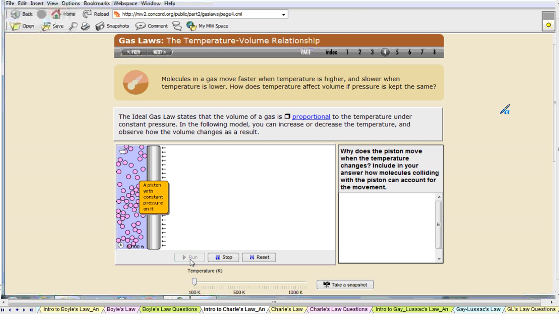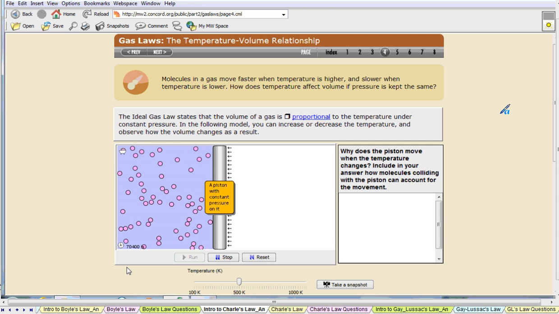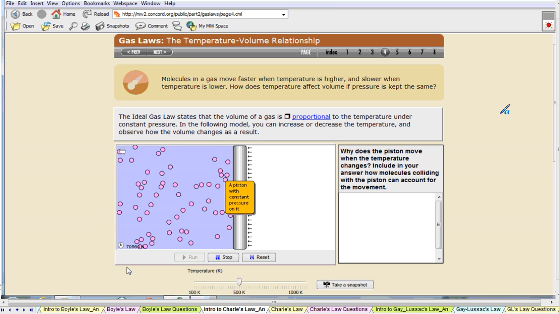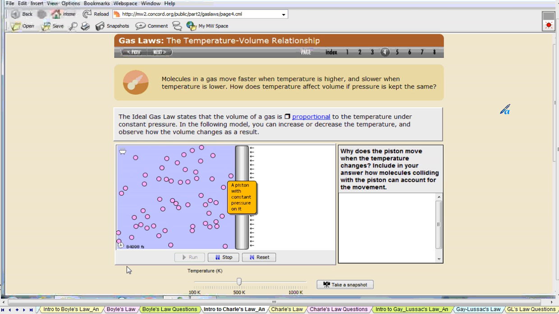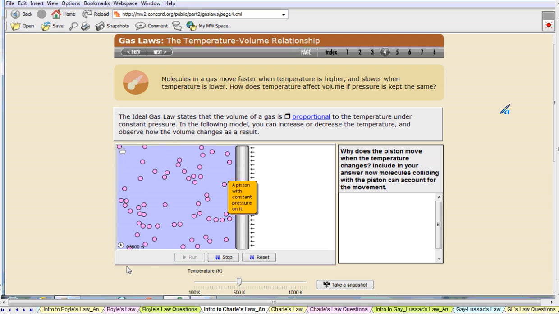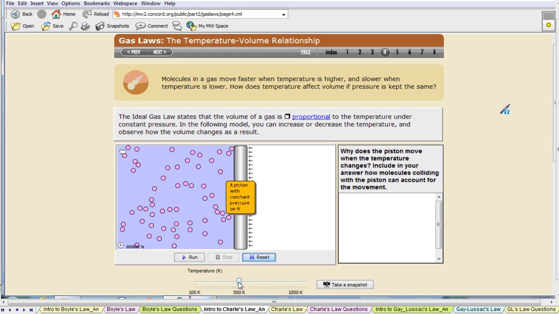And in a second, what we're going to do is stop it and reset the temperature to a higher temperature, 500 Kelvin. Now remember, the volume here is changing, but the pressure is not. So this piston will move so that it bounces out to equal the pressure. We know that increased temperature means that the particles move faster.